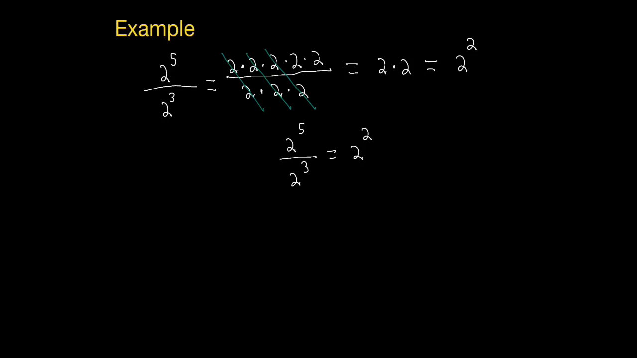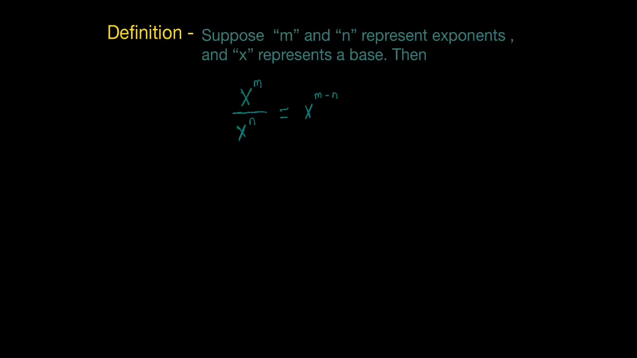And hopefully after looking at this for a couple of seconds, you realize that the pattern here is basically the exponents getting subtracted. So here 5 minus 3 gives us this exponent of 2. And that's exactly what the quotient rule tells us. So let's take a look at the definition. Suppose m and n are exponents, and suppose x represents a base. If you have the same base and you're dividing two expressions with the same base, you can subtract their exponents.